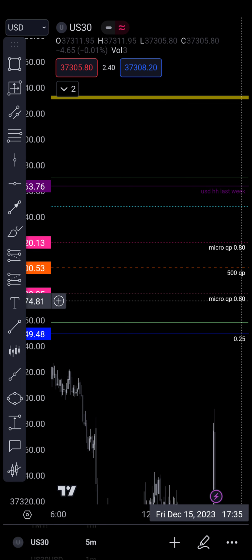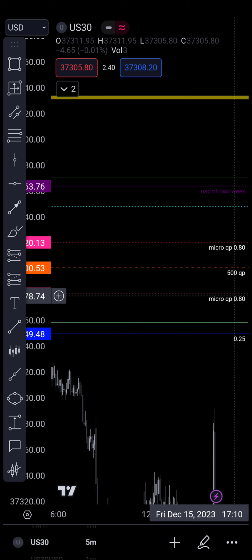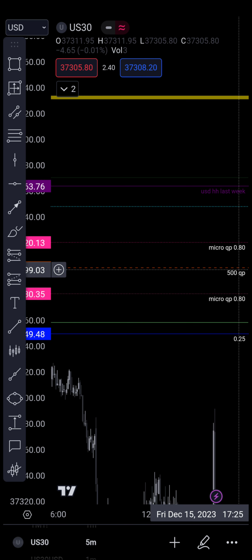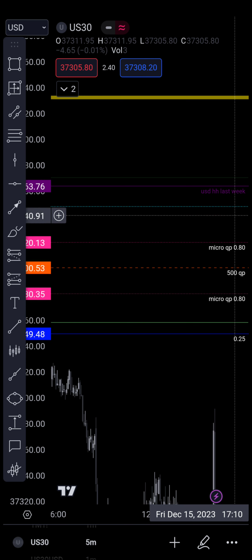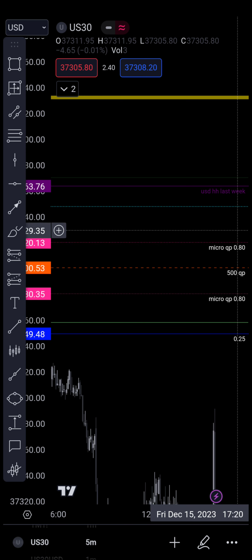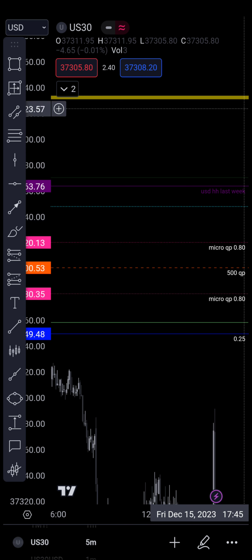So I would sell 50% of my position here, 75% of it here, all of it here. And then I'm going to leave a runner on, a 25% runner, and just have that bad boy running. Okay.